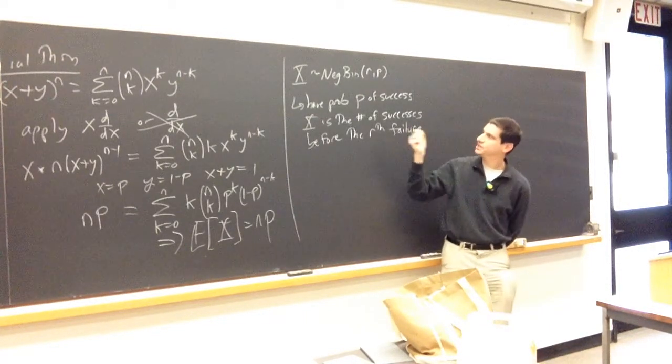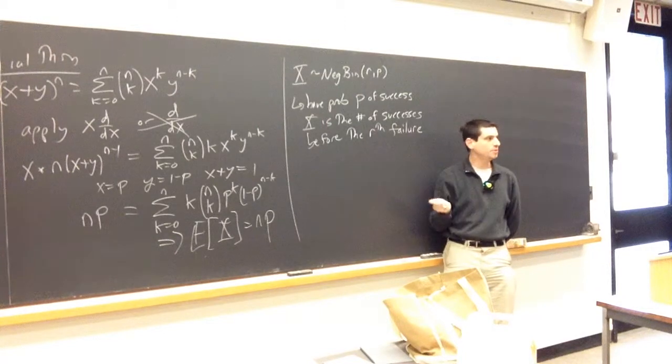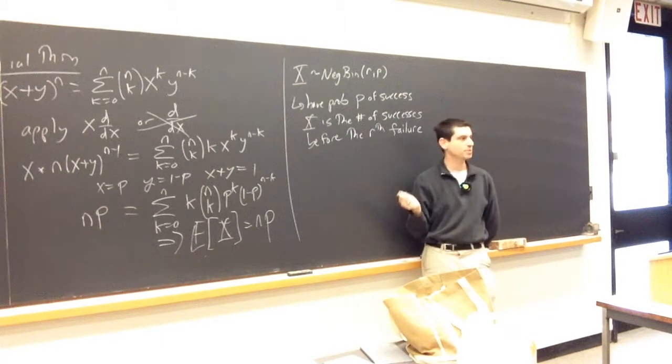So essentially what I'm doing is I have a coin, I have probability p of success, and I want to keep flipping the coin until I have r failures. You know, r strikes and you're out. Okay? And I want to know how many successes do I expect to get before I get those r failures.